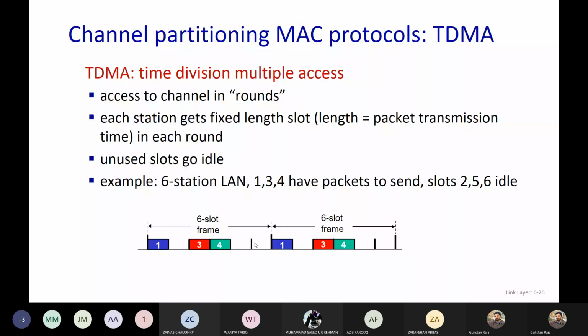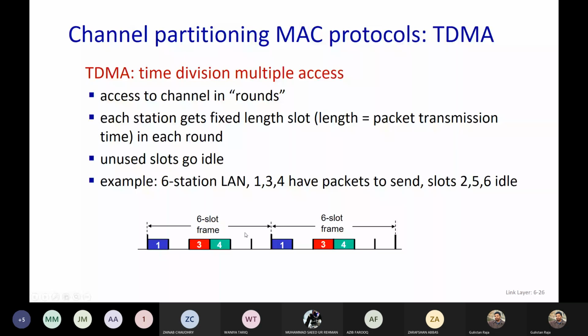And the issue with this TDMA is that these idle slots cannot be given to other stations. If they have more data to send, they cannot be given. And then after doing this, it will repeat. Again, station 1 slot will come, then 2, 3, 4, 5, 6, and so on.